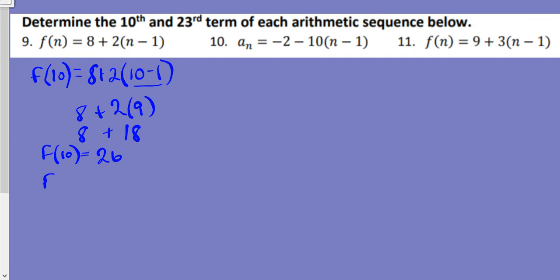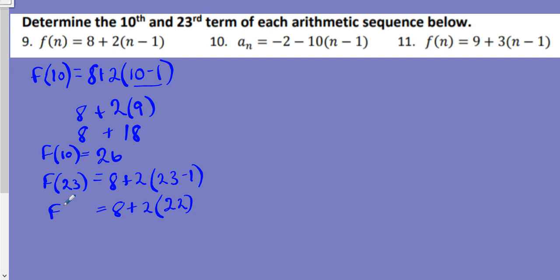So f of 23, this time I'm plugging in 23 for my n. So 23 minus 1 is 22. Two times 22 is 44. Add my 8. 52 will give me f of 23. So f of 23, or my 23rd term, would be 52.